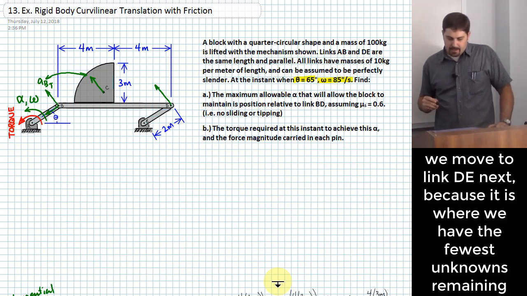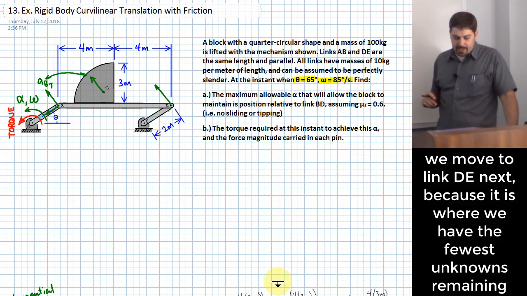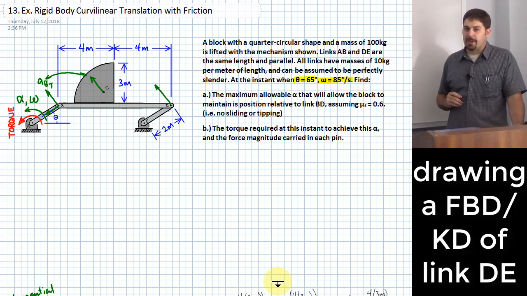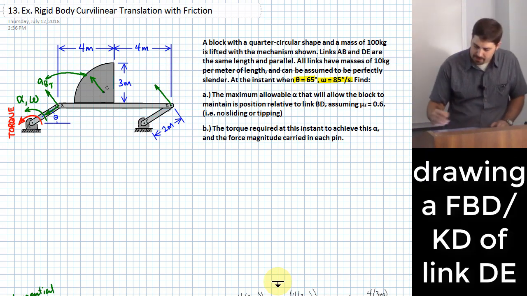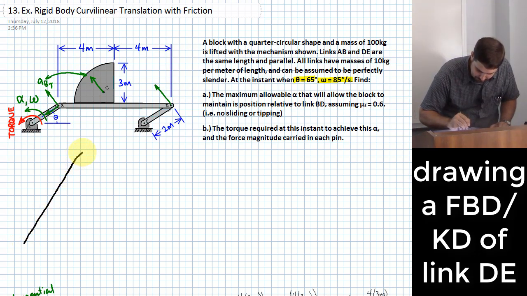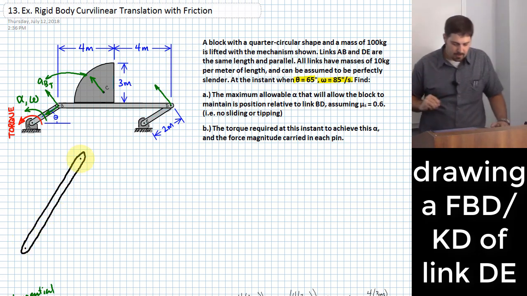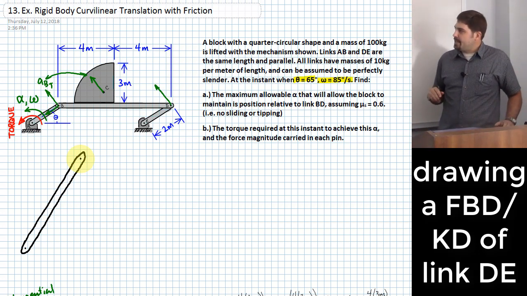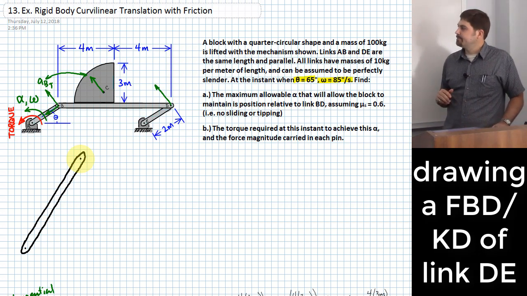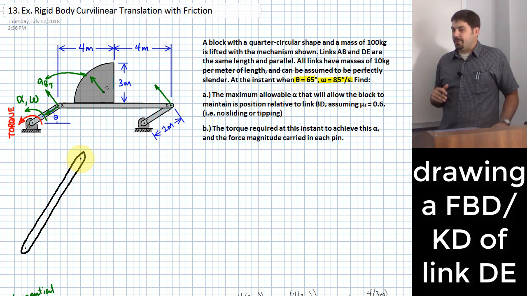All right. And let me draw your attention to link DE. What do I know about link DE? Actually, let's just draw a free body diagram of link DE, because that's a good way for us to enumerate the things that we know about link DE. All right, so there's link DE. What kind of forces might I have at point D?